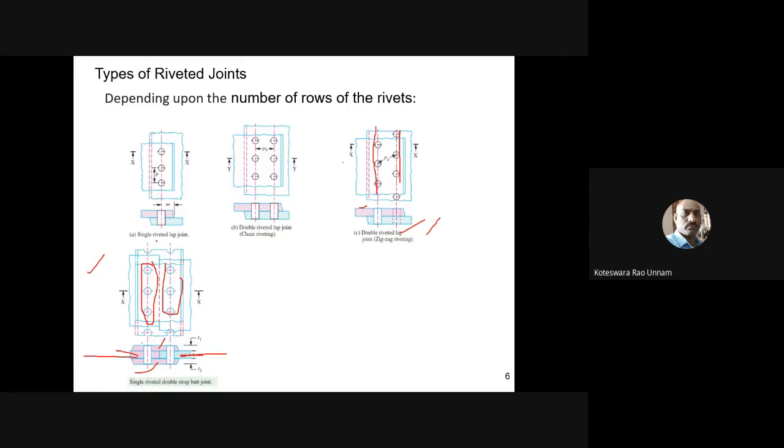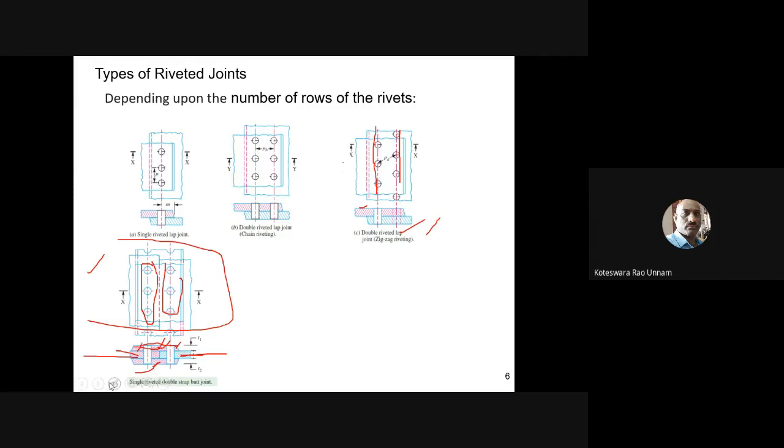So we can name this joint a single riveted double strap butt joint. Strap is nothing but a cover plate here. Double strap means you can see that two cover plates are there. This is one cover plate and this is another cover plate. Again, you may have different things here. These two cover plates are of the same length, but sometimes you may have unequal cover plates also. That means the length of the top cover plate or the bottom cover plate may be different from the other one. In that case, we'll call it an unequal double strap butt joint.